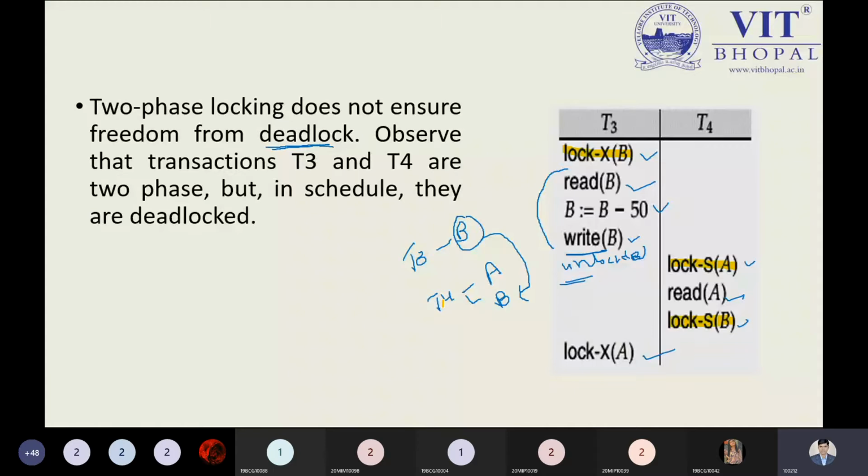So if we are using two-phase locking, there is no guarantee that we can prevent our transaction from the deadlock. There are many chances it can happen. So this is the reason. From this point, I'm giving an example.